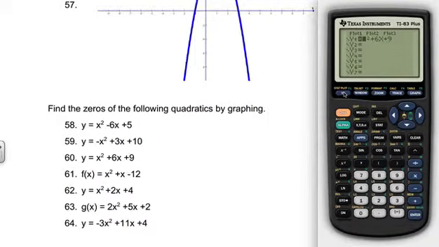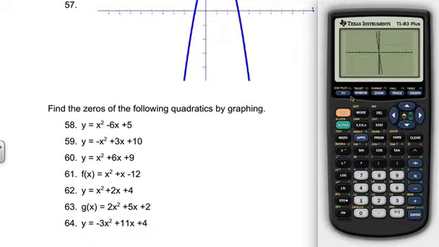Let's go to 61. Notice this one's written in function notation, but that doesn't matter. That just means y equals still. So I type in x squared plus x minus 12. Hit zoom 6. And let's take a look at this guy.